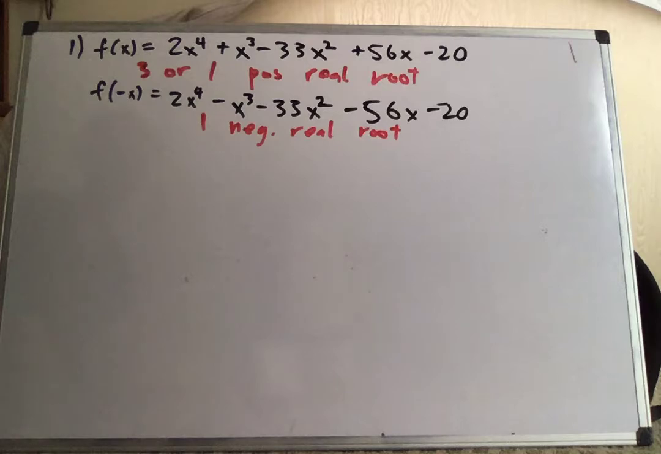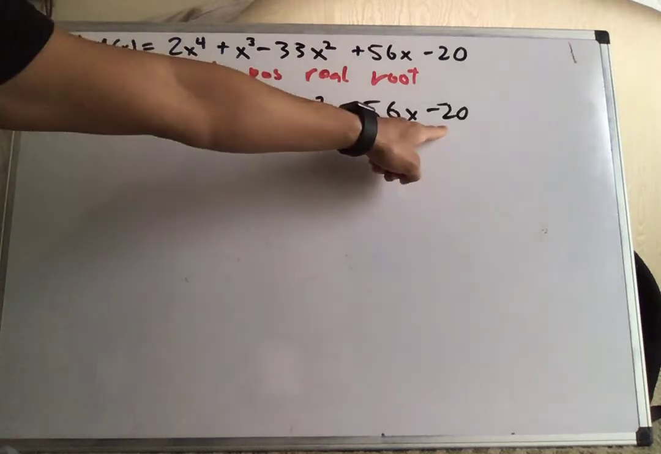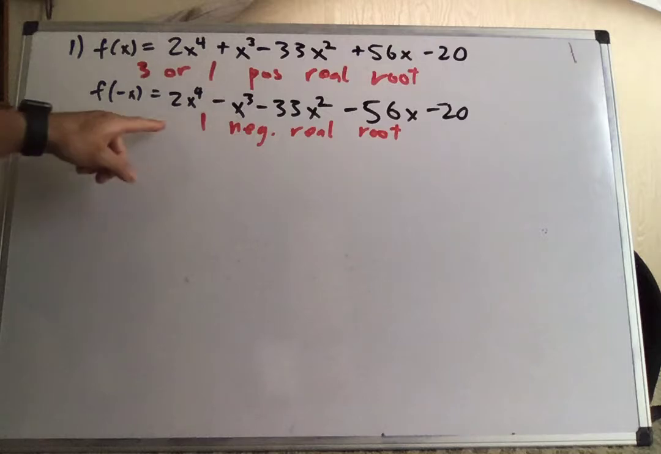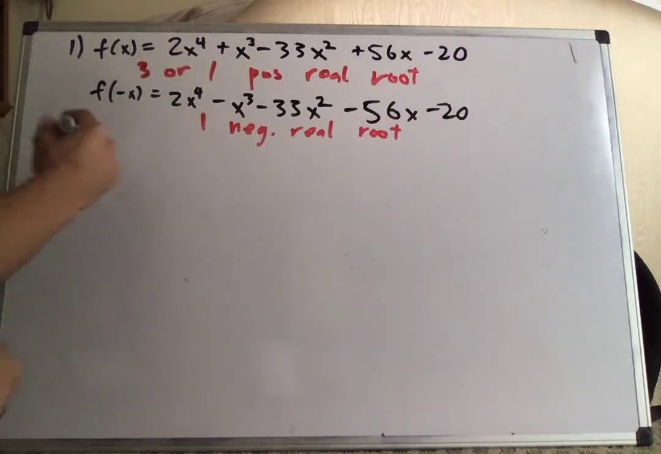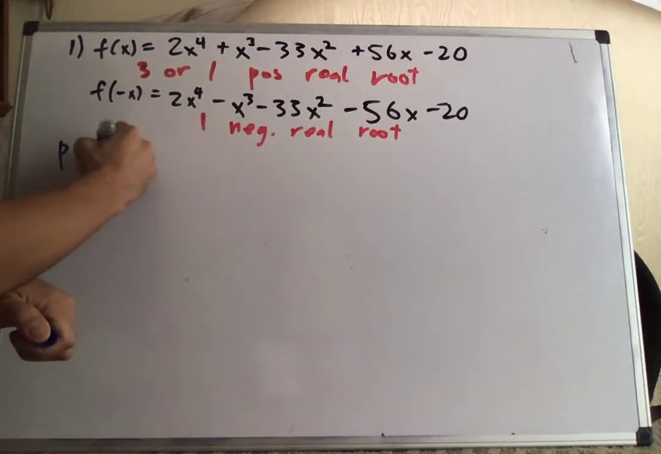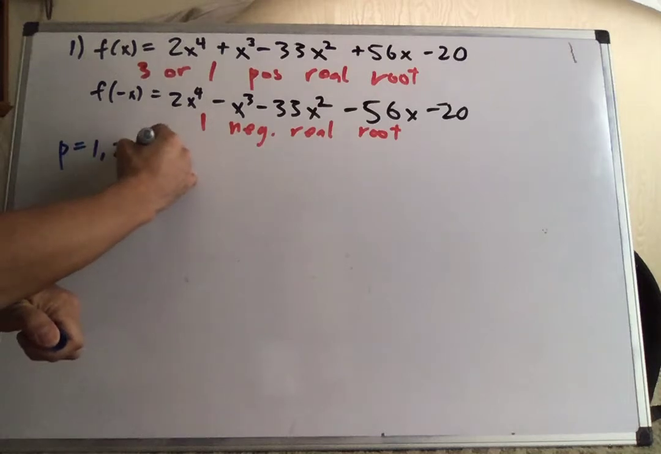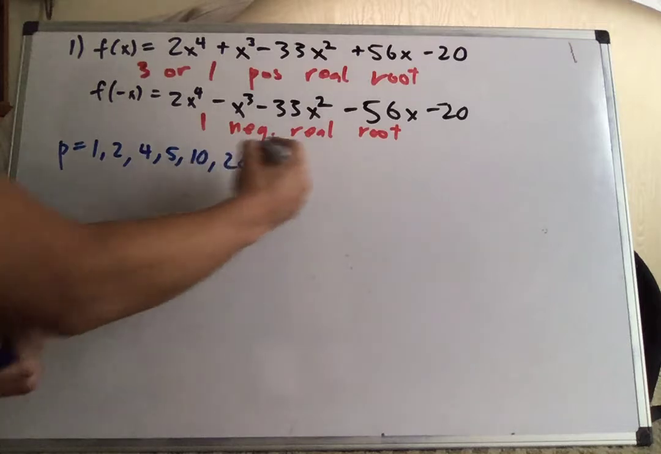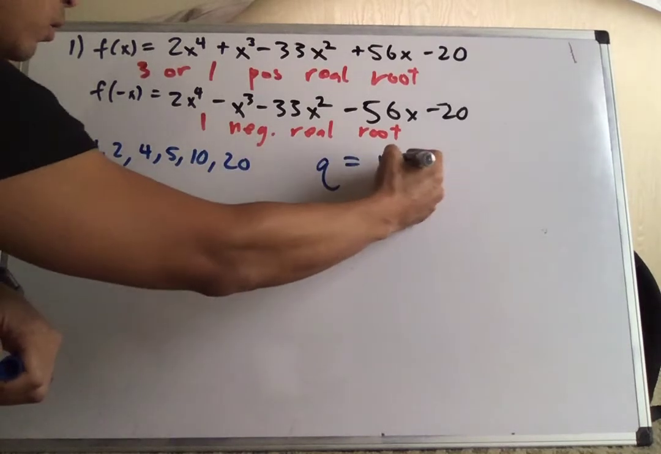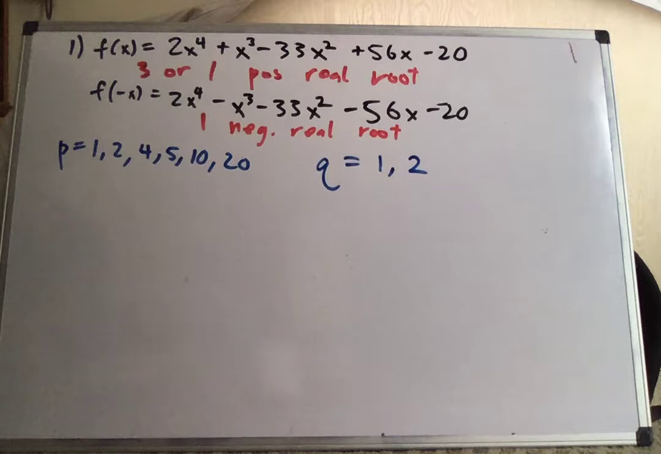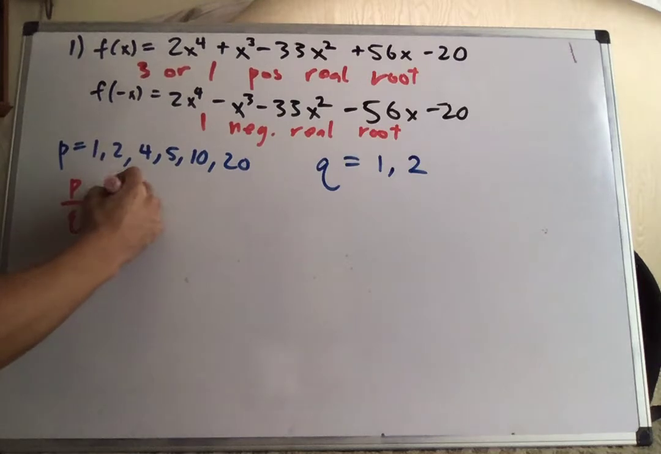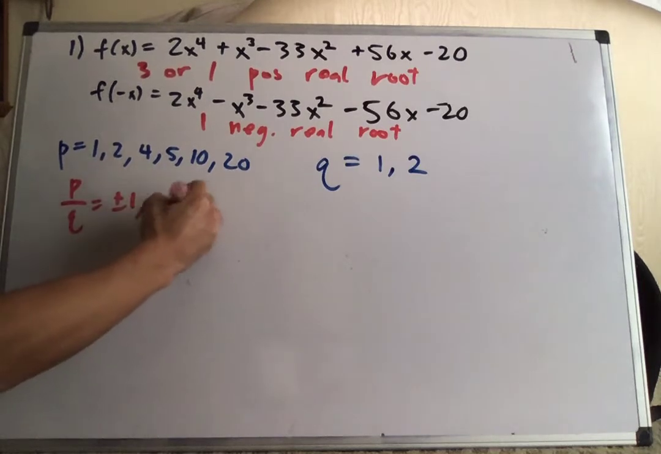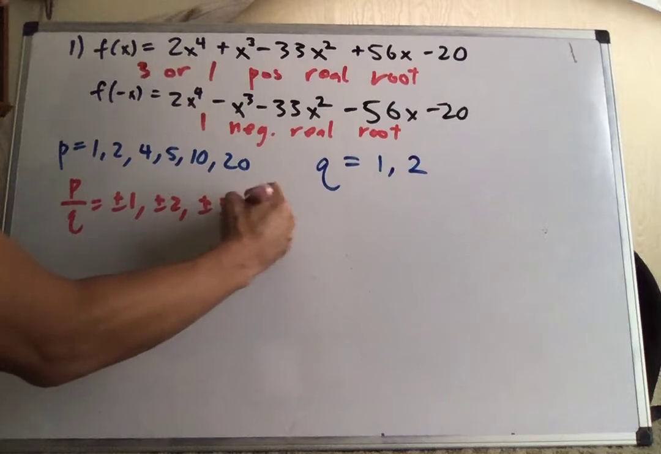Then we're just going to go through the usual thing. Looking at my n value, it's 20. So the possible p's are things that divide that. So p is equal to plus or minus 1, 2, 4, 5, 10, or 20. And then q, on the other hand, is equal to only 1 or 2. So p over q is going to be plus or minus 1, plus or minus 2, plus or minus 3, plus or minus 4.